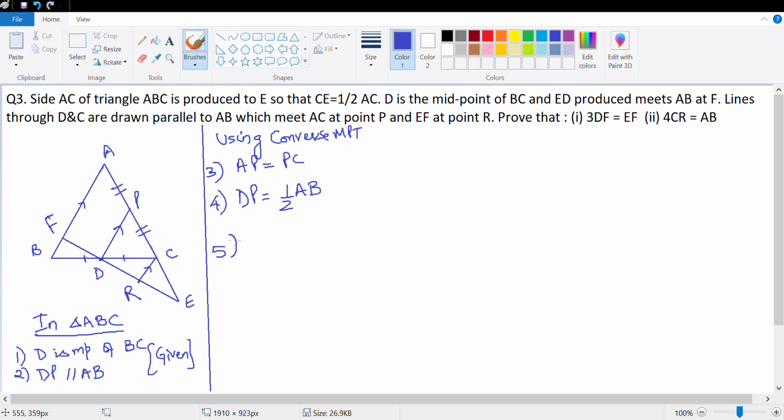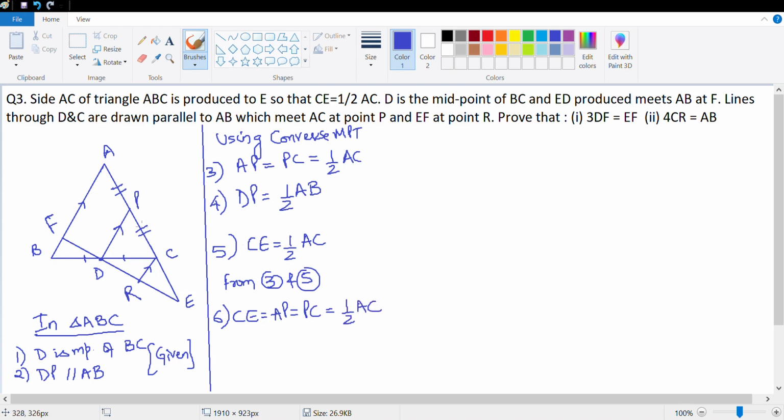Perfect. Let's see if something else is already given to us. What is given is CE is equal to half of AC, right? And from 3 and 5, what do I get? AP is equal to PC, which is equal to half of AC. Let's write this as well to make it clear. AP and PC are equal and they are half of AC. So from 3 and 5, I get number 6, which is CE is equal to AP is equal to PC. Right, all of them are half of AC.